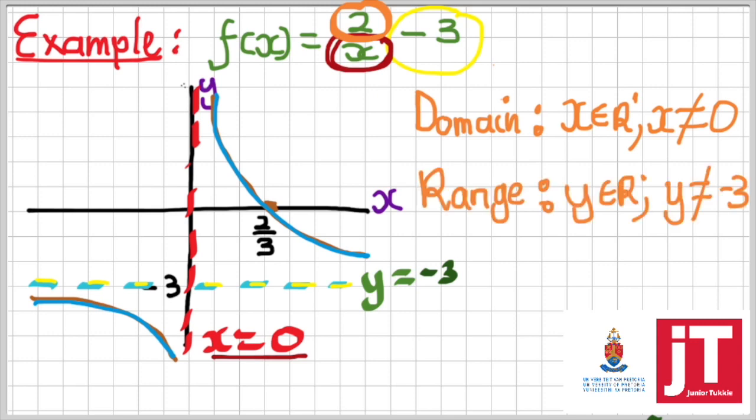The range is y an element of R, but your y cannot be equal to -3. Again, same explanation. Your y equals -3 is an undefined region.